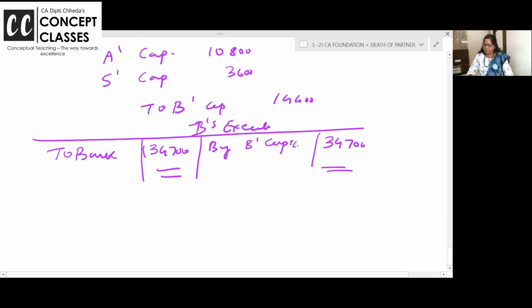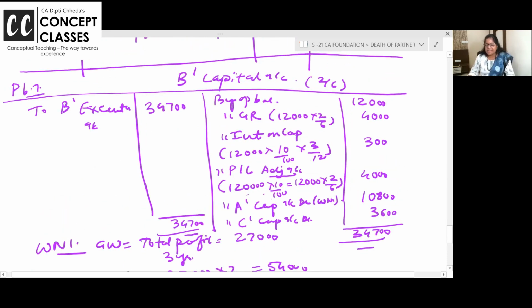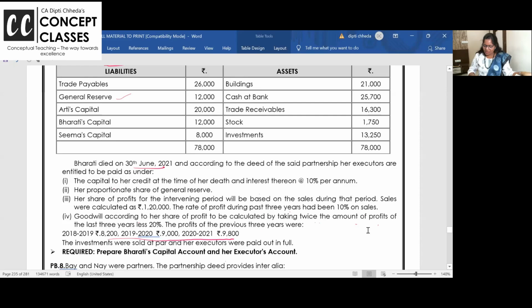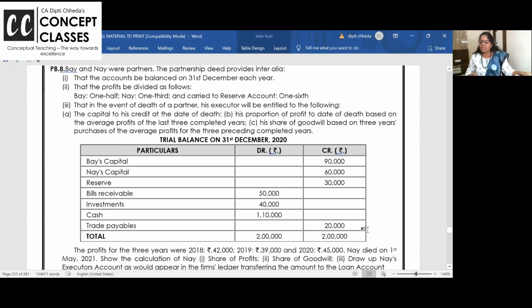Let's go ahead. Anyone wants to cross check these executors? How did you get 34,700? Then check it. Is it clear? It was very easy or not? Sometimes after doing all this, it's good to do small, easy problems. Let us take up the next problem.